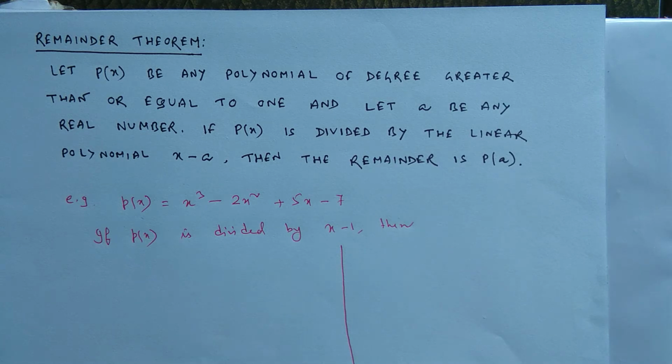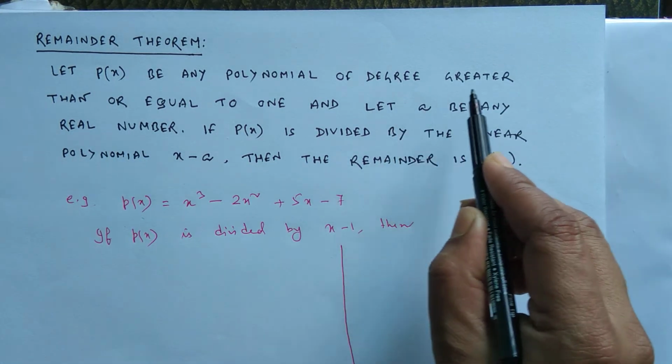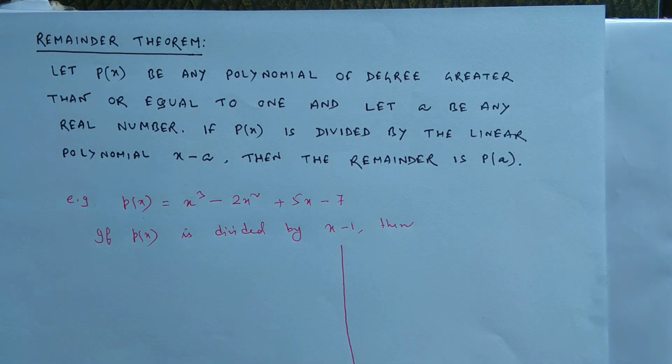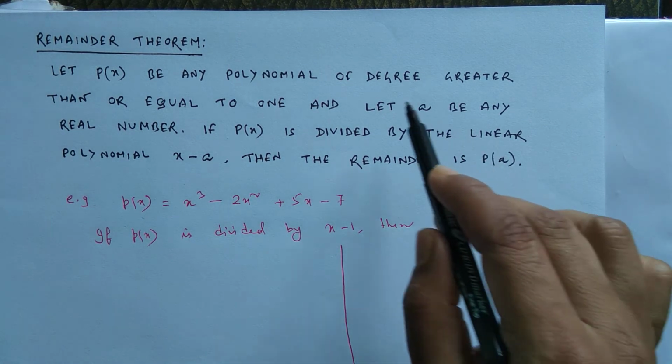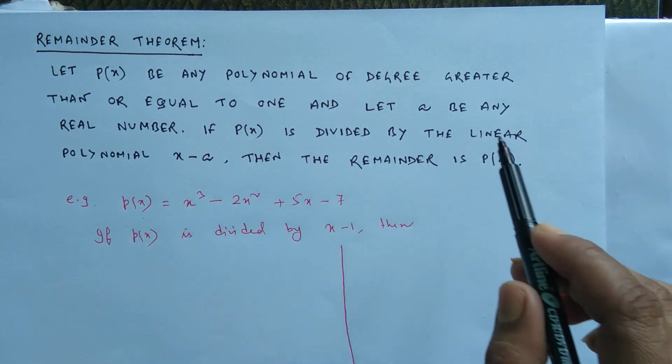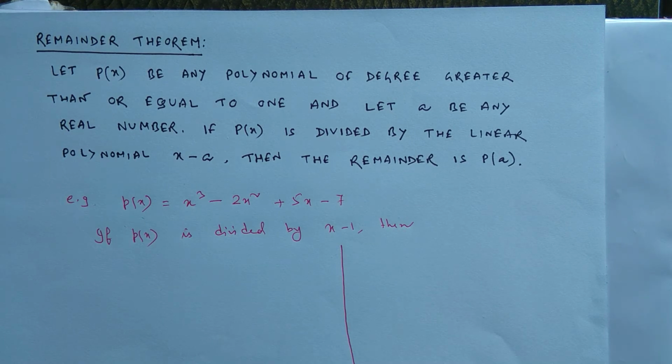Let p of x be any polynomial of degree greater than or equal to 1, and let a be any real number. If p of x is divided by the linear polynomial x minus a, then the remainder is directly p of a. So suppose you have a polynomial p of x, its degree greater than or equal to 1. That means degree 1 is linear, degree 2 quadratic, degree 3 cubic, degree 4 biquadratic, and so on. And let a be any real number, maybe rational or maybe irrational.